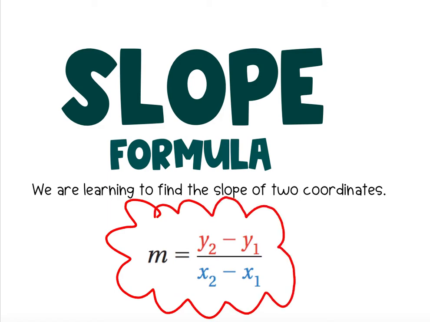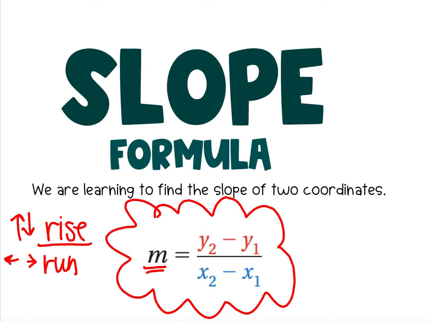Again, when in doubt, graph it out. Find some graph paper, plot your points, find your rise over run. But if it's asking you to find the slope using the slope formula, you gotta use the slope formula. Now, slope, m, is equal to the difference of the y's, y2 minus y1, over the difference of the x's. Remember, slope is rise, which is up and down, y, and run, which is left and right, x.